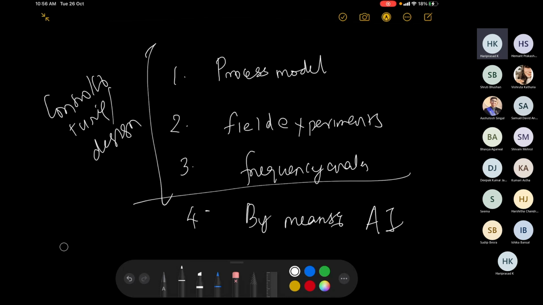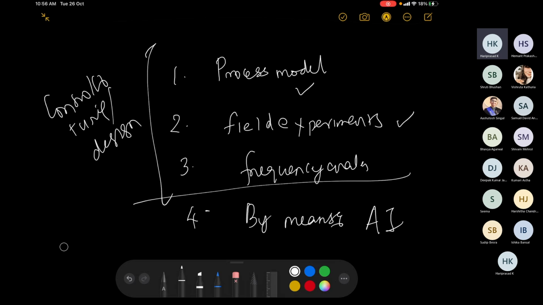Of course, we don't learn that, but I am giving it to you for your information. I have 4 minutes, so I'll just give you some hints. A process model based controller design approach would consider the process model in the design analysis, while in the field experiment based controller design method, you would do field experiments. So you currently ignore the model.